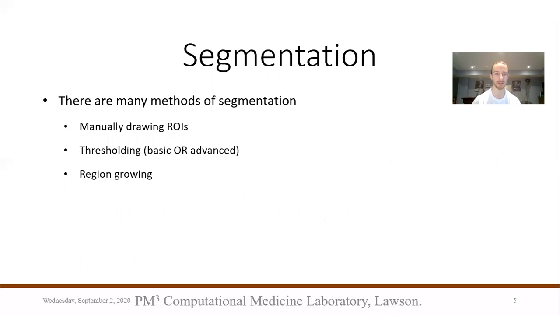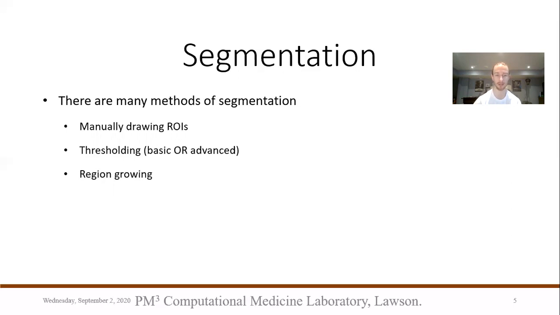Next is segmentation. There are a few different methods of segmentation. One is manually drawing the regions of interest. And basically this entails drawing the shape around your region of interest in every slice of your medical image. This can be fairly time consuming and is not always the most accurate depending on the training of the person who's doing it or some variety of other factors.